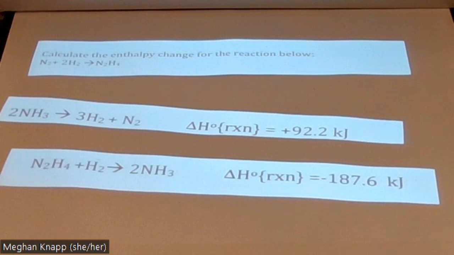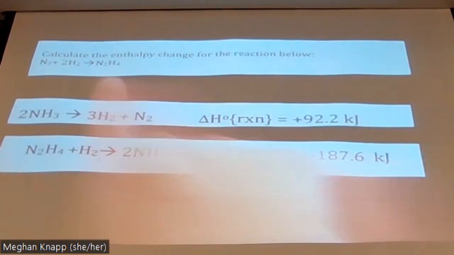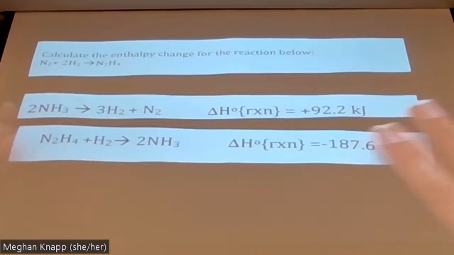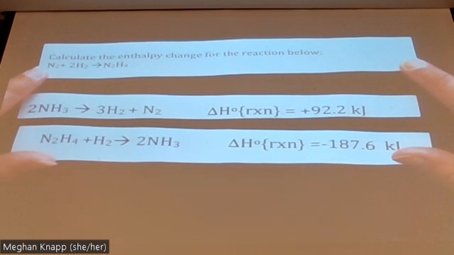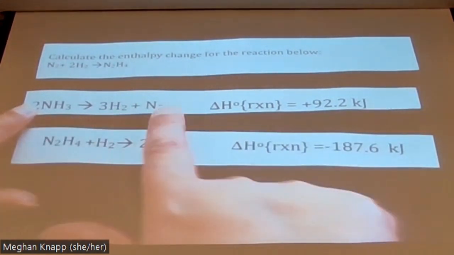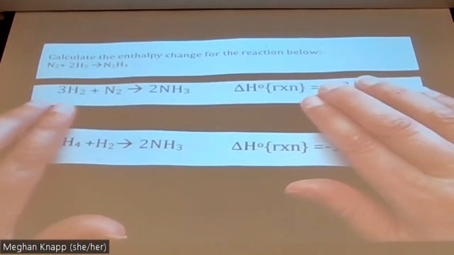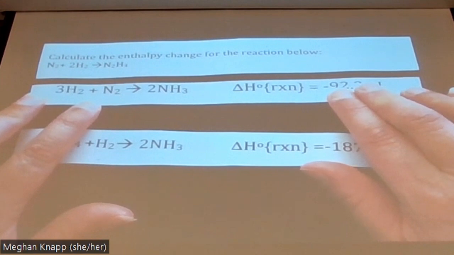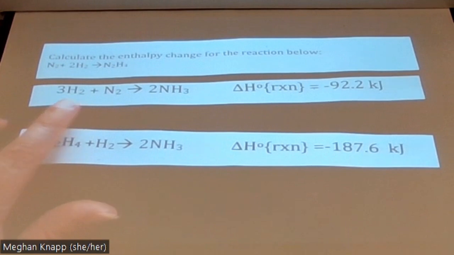Okay, so what we want to do is we want to be able to put these 2 together to form this one. Okay, so we are going to look at what are the reactants of our goal, and that's nitrogen and hydrogen. Okay, so if I look at this piece of paper, I have nitrogen and hydrogen as products. So I'm going to flip it over. Now they are reactants. Okay. So since this is facing the right direction, I'm going to go ahead and write that on the first line on the piece of paper.